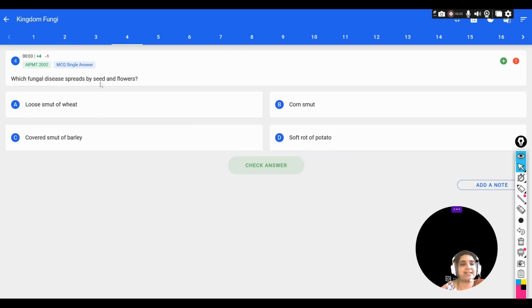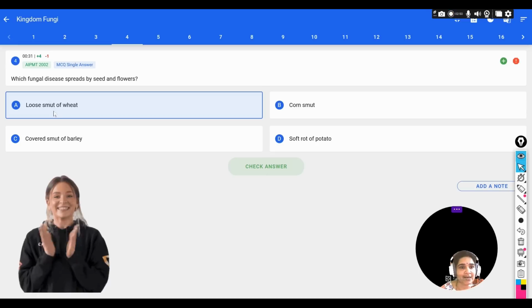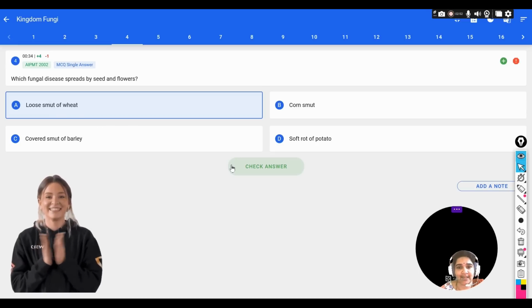Which fungal disease spreads by seeds and flowers? A, loose smut of wheat, B, corn smut, C, covered smut of barley, D, soft rot of potato. They are asking the fungal disease which is spread by the seeds and the flowers. So it is normally the loose smut of the wheat.